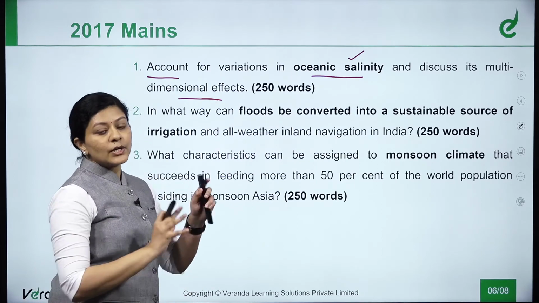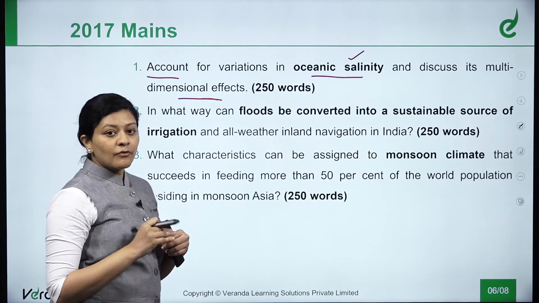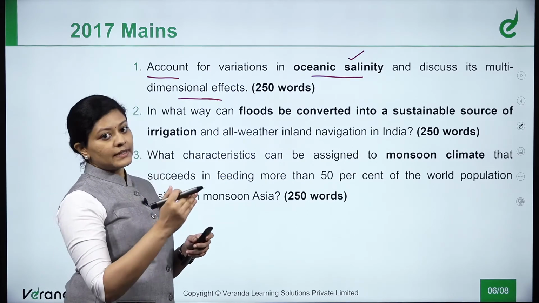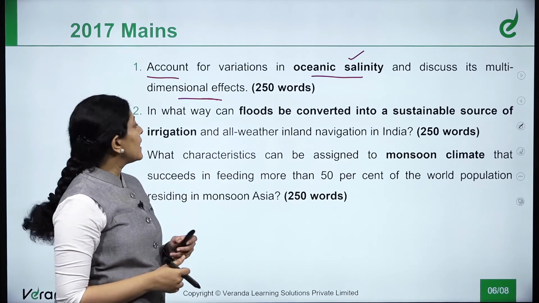With this knowledge only you could write what are the reasons for ocean salinity, what are the effects, because what if the salinity is lower, what if the salinity is higher. So those variations should be given in the particular answer.